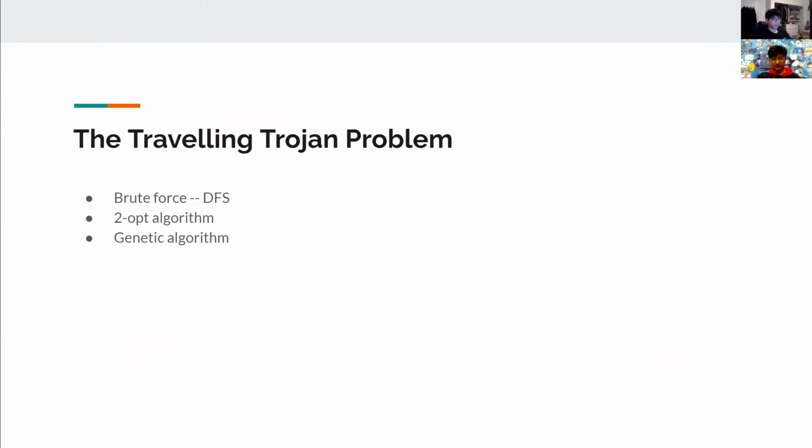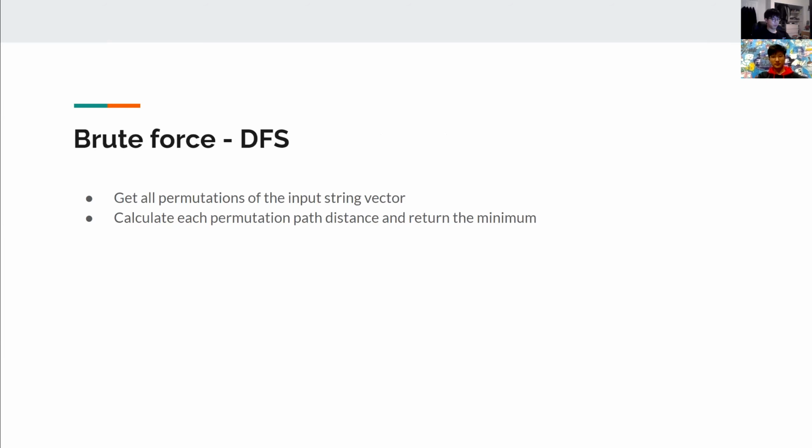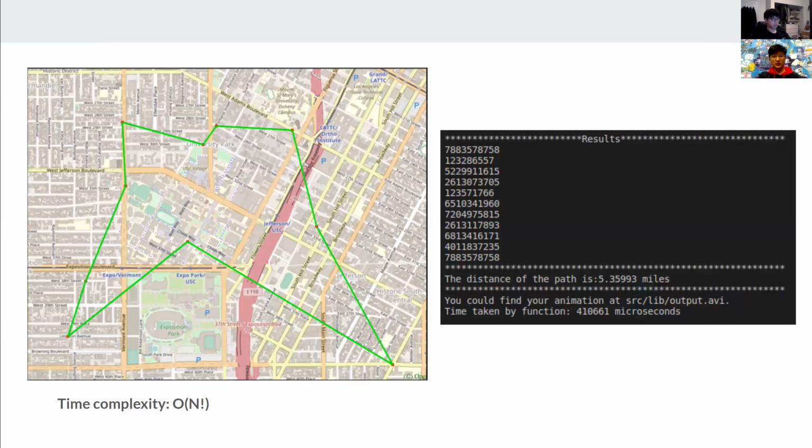Okay, I was responsible for the implementation of the traveling children problem. This section is based on the traveling salesman problem. A complete graph is given, and the shortest route that covers all the locations exactly once and goes back to the start point will be found. And first of all, it's brute force. The high level is using DFS search and permutations, getting all permutations of the input string vector and calculating each permutation's path distance and returning the shortest one. This is the result of this algorithm, and the time complexity is big O of n factorial.